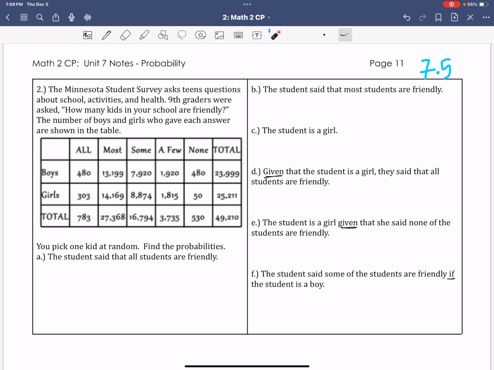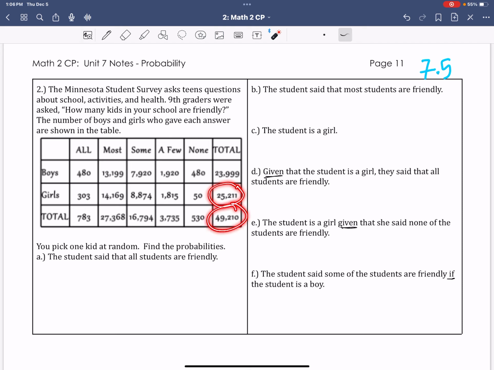All right, the student is a girl. So of the girls, we're going this way, and we want to know, this is your total out of everybody. This guy would be 25211. Sorry, it was confusing, I was writing the two things together. Over 49210. So again, you're going to have your girls out of everybody.